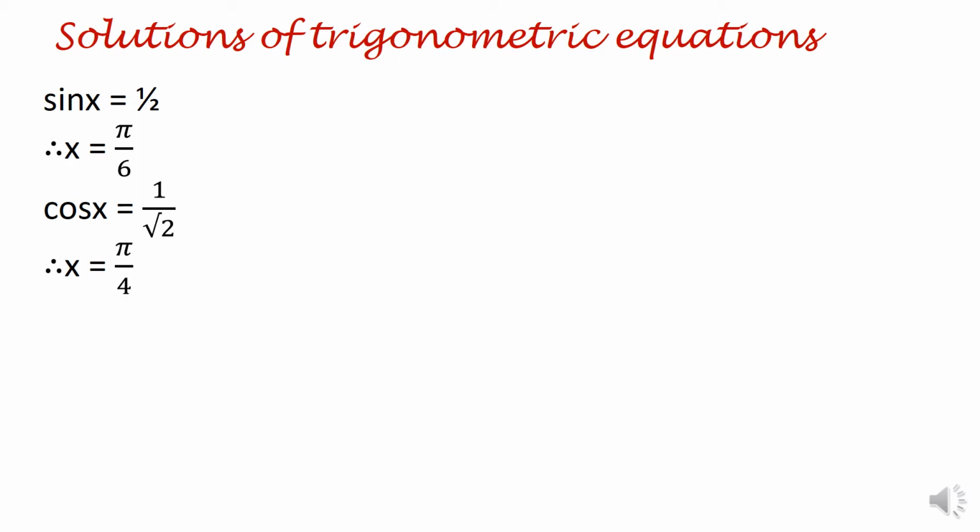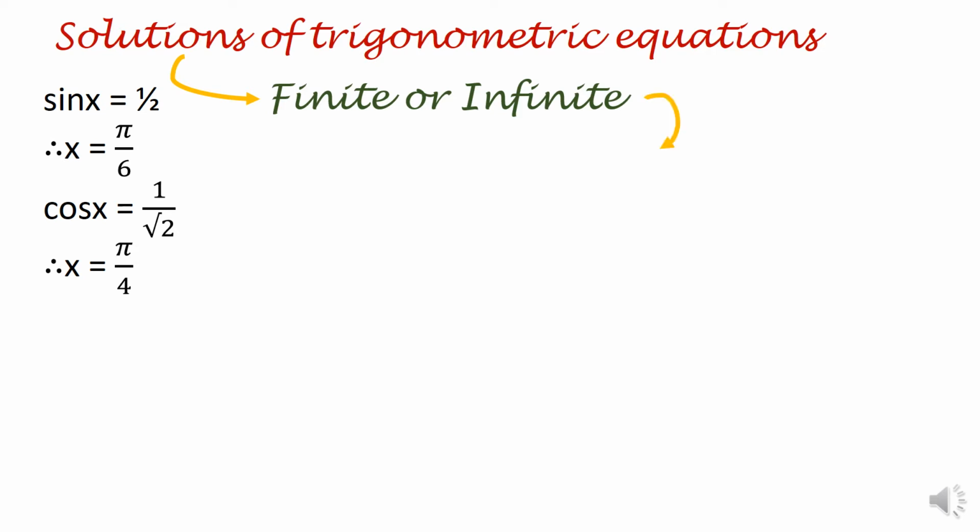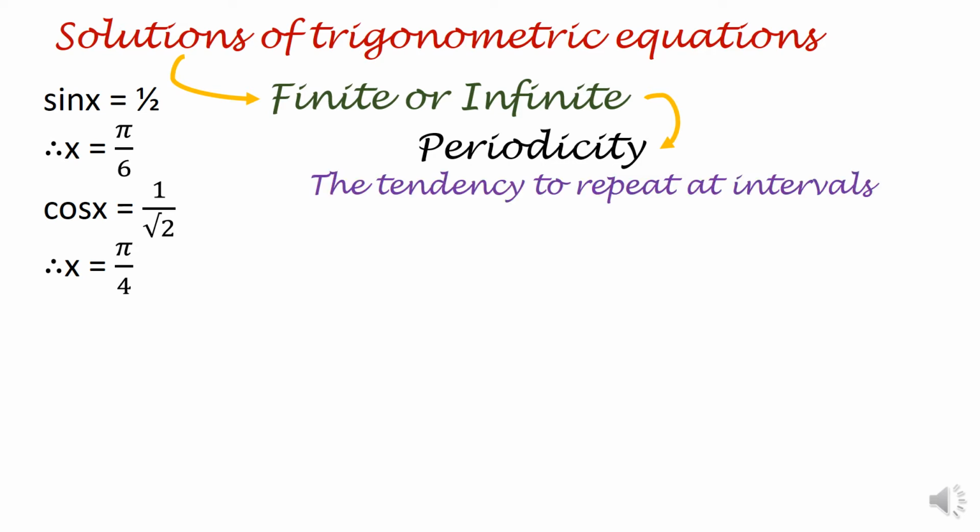Thus, we can have finite solutions for trigonometric equations, or we can also have infinite solutions. So, solutions of trigonometric equations can be finite or infinite. Now, in your mind, it should come, how come infinite? How come trigonometric equations have infinite solutions? They have infinite solutions because of this property of them, which is called periodicity. Yes, what is periodicity? Periodicity is a tendency to repeat at intervals.